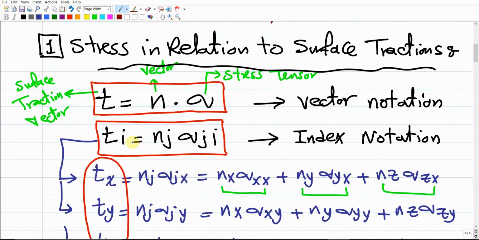What I'm going to do right now, I'm just going to give you a very quick example on these equations or relations that we discussed here. Then we're going to move to the second part of this video.